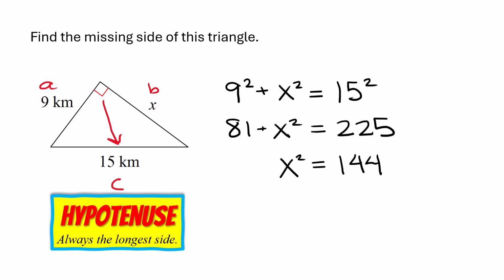Now to go to the next step, you have to do the square root of both sides. And the square root and the square will cancel each other out. Those are opposite operations. And so that'll get you the x. And then the square root of 144 is 12. We don't use the negatives in geometry because sometimes we do, but not in this case. We're looking for a side length.